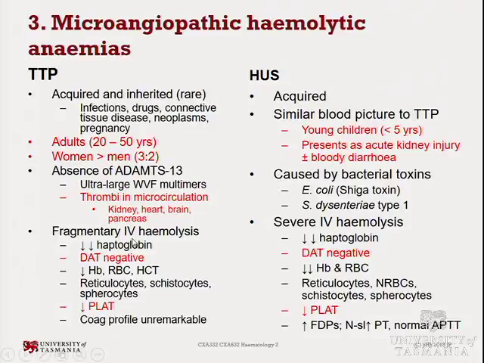So in both cases, because it's intravascular hemolysis, we have markedly reduced haptoglobin. They're not immune anemias, so the direct antiglobulin test is negative. They have similar FBE results and blood pictures. They have similar coagulation profiles and platelet counts, but the big difference between them is the age.